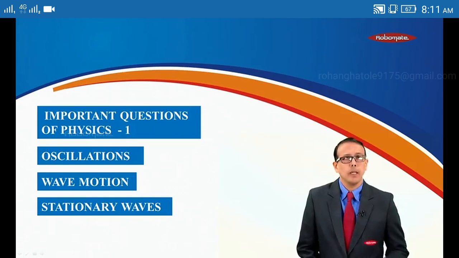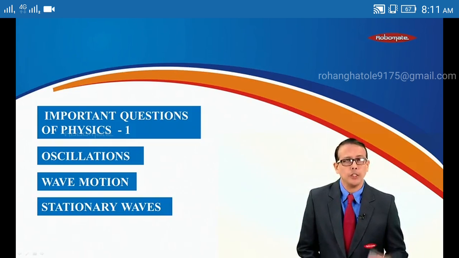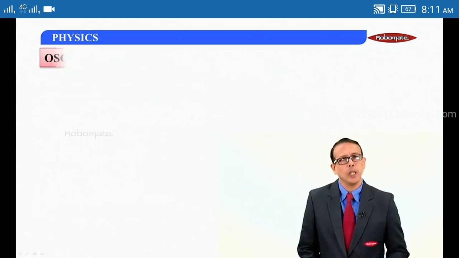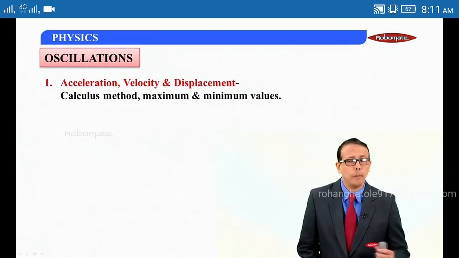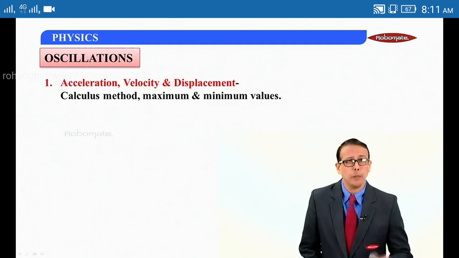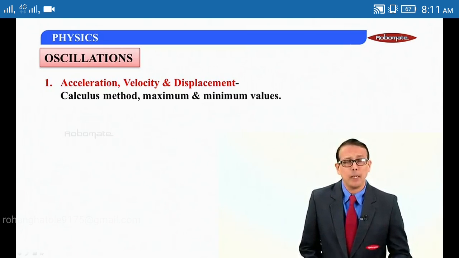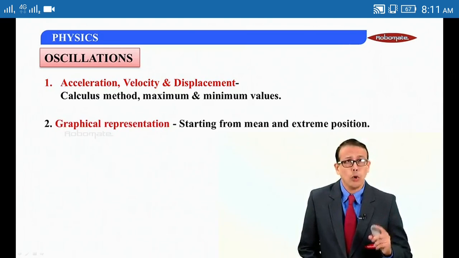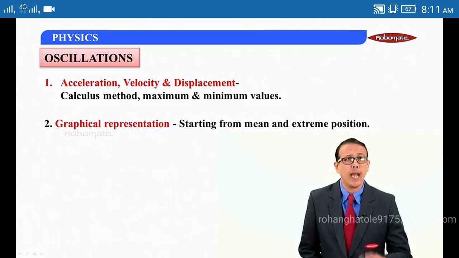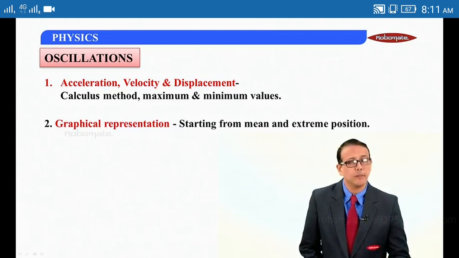Let's move ahead, students. Let's move to the next chapter, oscillations, wave motion and stationary waves. If I talk about oscillation, one of the important questions here is the expression for acceleration, velocity and displacement by the calculus method, and the respective maximum and minimum values, V max, V min, A max, A min. Also, graphical representation of SHM, wherein we plot the graphs of x, v and a. We have two conditions here, starting from the mean position and starting from the extreme position.